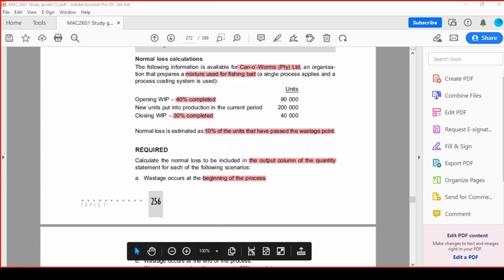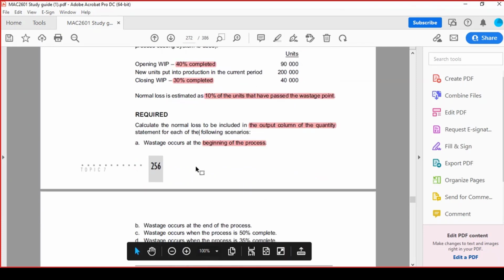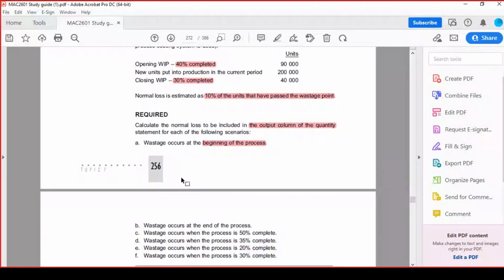I was just working through it. I think we must deduct this one. Why do you want it to be deducted? Because the first rule says if the opening is greater than or equal to, then you deduct the opening WIP. But here it's not greater than, it's smaller. Okay.